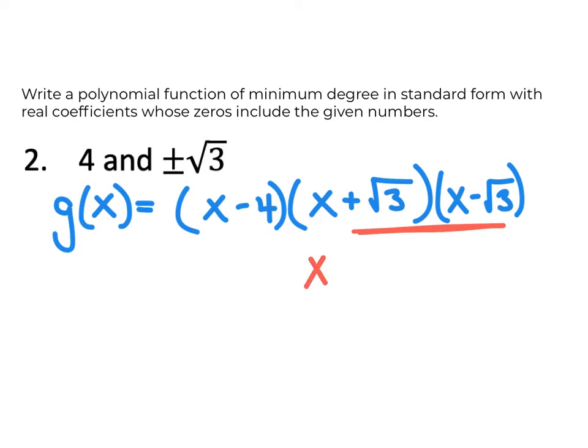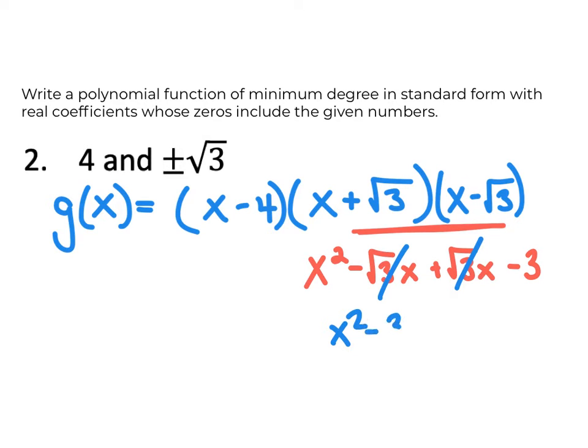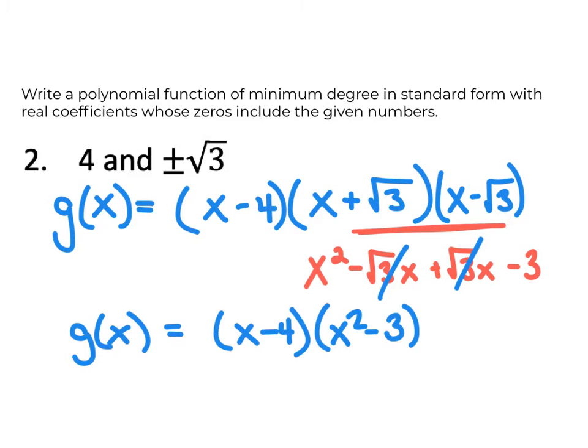Because what happens when you do that, you get x squared minus root 3x, and then you have plus root 3x, and then minus root 3 times root 3 is just minus 3. What happens is these two middle terms drop out. So you get just x squared minus 3, and I'm going to bring down this x minus 4. You start to do enough of this multiplication and you see some patterns, and some learners can jump right from this line down to this line here.